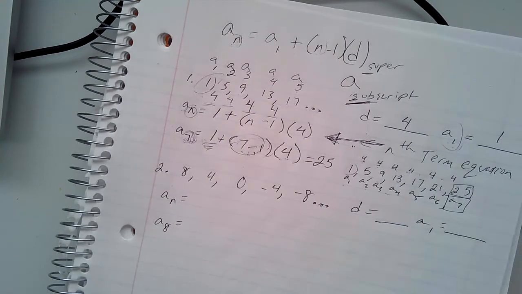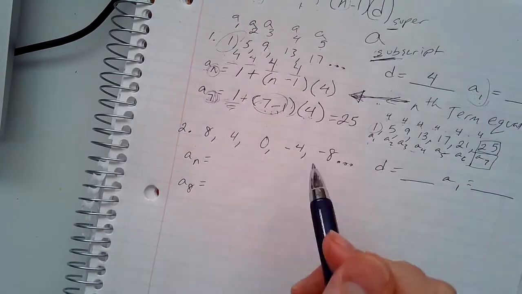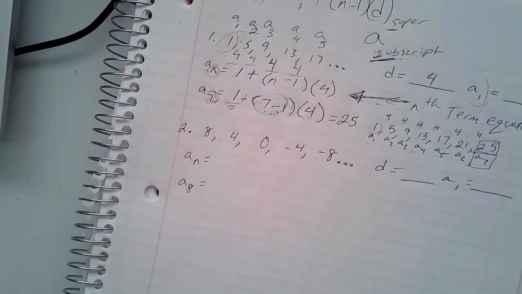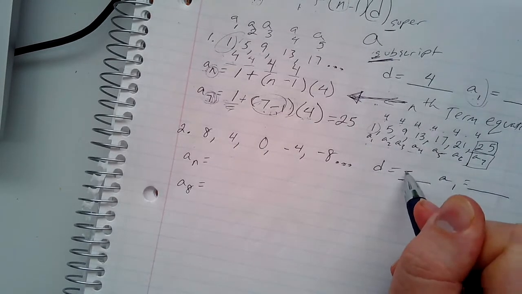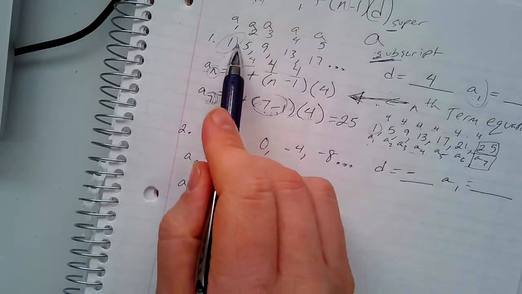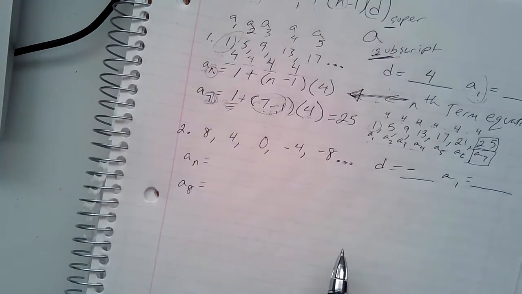So let's do another problem. We have 8, 4, 0, negative 4, negative 8. I know this is decreasing, so I know that our common difference is going to be a negative value because it's going down. This one's going up, so I know it was a positive value.